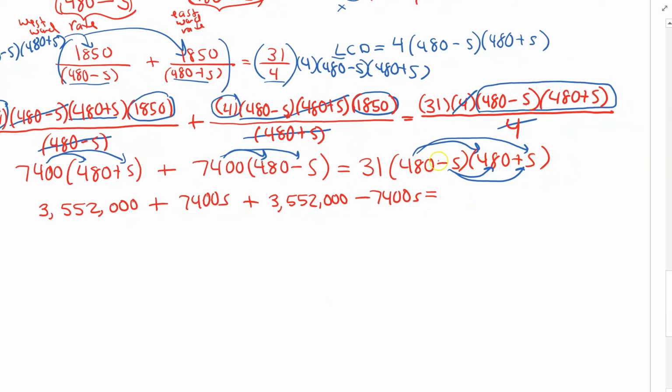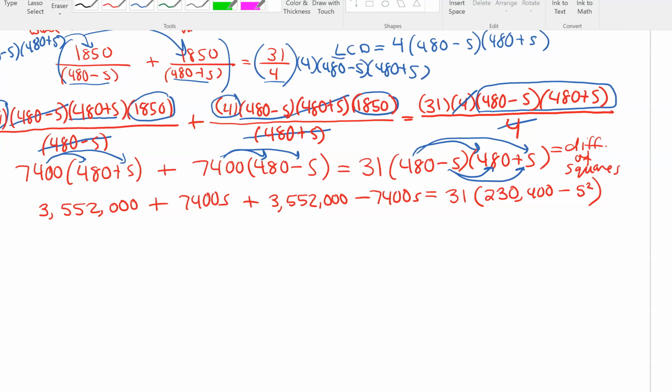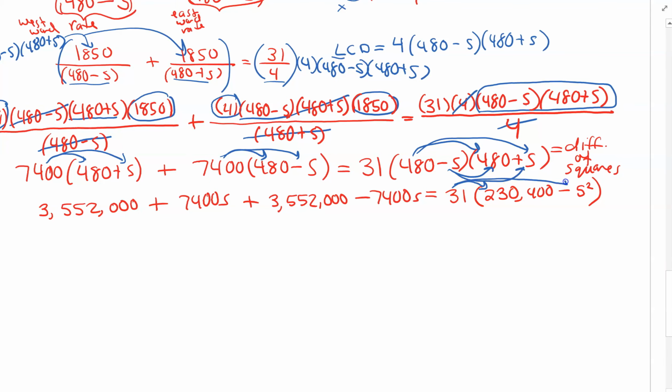Now, when I FOIL out two binomials with the same numbers and opposite signs, it's basically going to end up being a difference of squares. So I know the two middle terms, this one right here, 480s, and then this one here, negative 480s, will cancel out. So I know it just ends up being 480 squared, which is 230,400. That's 480 squared minus s squared. And then I'll need to distribute the 31 to those two things.